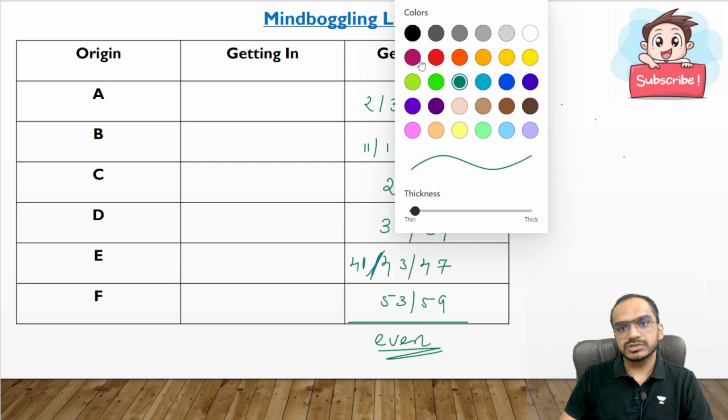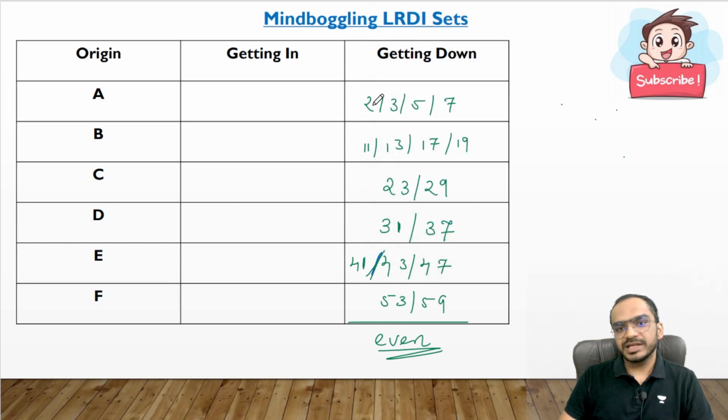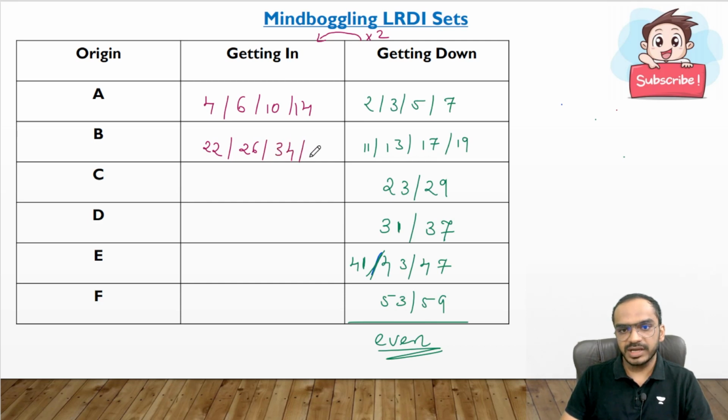If we know that the number of people getting in is twice the number of people getting down, then 2 times 2 is 4, it can be 6, it can be 10, it can be 14. This is the possibility. 11 times 2 is 22, it can be 26, 17 times 2 is 34, and 19 times 2 is 38, it can be.